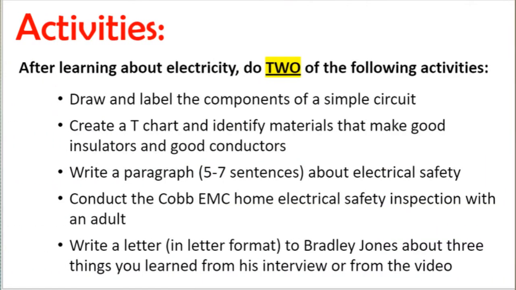Now it's time for you to do an activity. Pick any two of the following activities to do. You can draw and label the components of a simple circuit, create a T-chart and identify the materials that make good insulators and good conductors, write a paragraph that's 5 to 7 sentences about electrical safety, conduct the Cobb EMC home electrical safety inspection with an adult, or write a letter in letter format to Bradley Jones about 3 things that you learned from his interview or from his video.